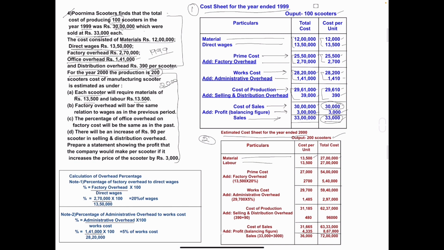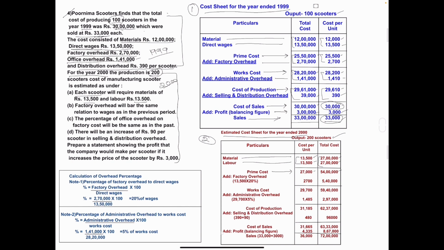Next we will take labor. Same amount they have given here, that is 13,500. Total: 13,500 into 200, amount 27 lakh. Add these two. 13,500 plus 13,500, total is 27,000. Total column 27 lakh plus 27 lakh, total is 54 lakh, and this is called prime cost.